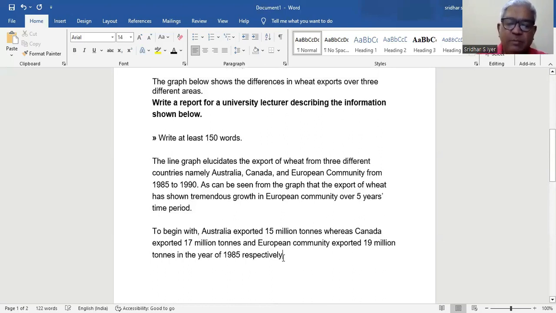Okay. So respectively will not come when they do not sell anything together, right? Only when they sell on the same ratio, then it comes respectively. When I say all three countries exported wheat in 15 million tons in the year of 1985 respectively, that is correct. But here that won't be correct. To begin with, Australia exported 15 million tons, whereas Canada exported 17 million tons and European community exported 19 million tons of wheat in the year of 1985.